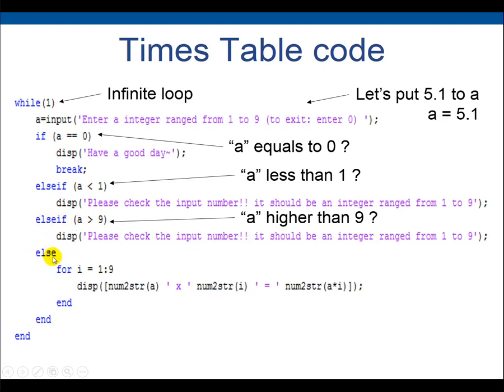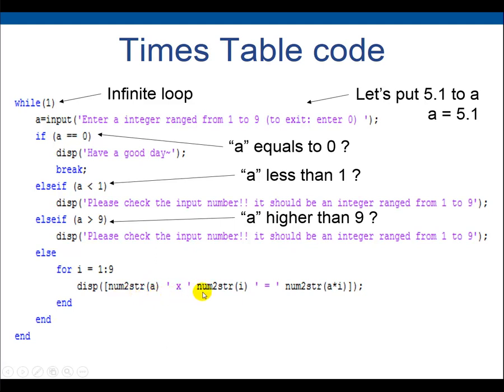Here, else means we have another loop. It's a for loop. Here we have the index I. When I goes from 1 to 9 with 1 increment, this statement shows up 9 times: 1, 2, 3, 4, 5, 6, 7, 8, 9. And you can see here we have A. A still contains 5.1.